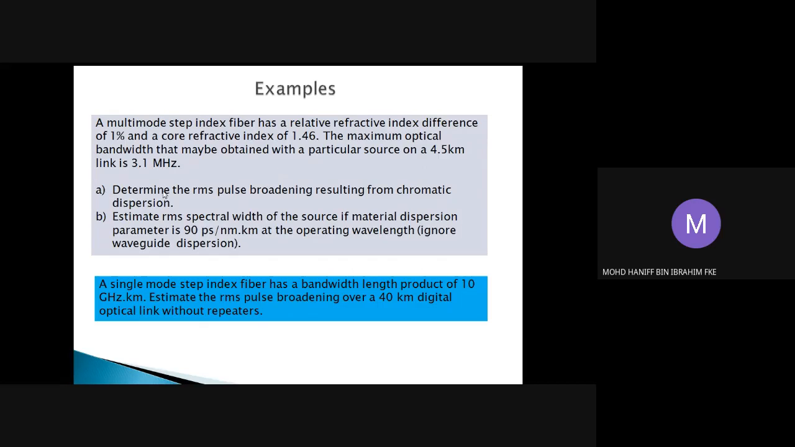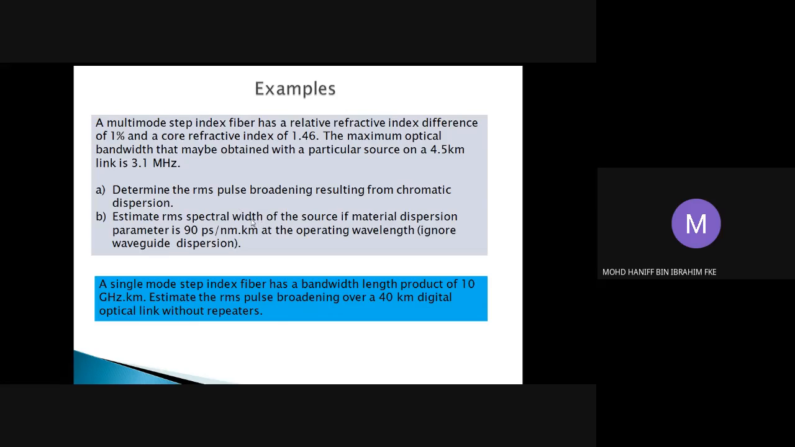So part A, determine the RMS pulse broadening resulting from chromatic dispersion. Part B, estimate the RMS spectral width of the source if the material dispersion parameter is 90 picoseconds per nanometer kilometer at the operating wavelength. So how do we calculate the RMS pulse broadening, and given that the material dispersion is 90 picoseconds per nanometer kilometer, what should be the RMS spectral width?